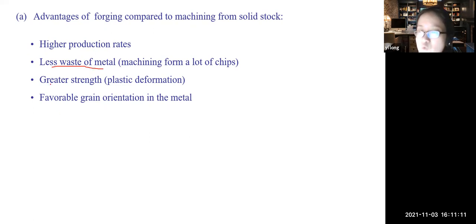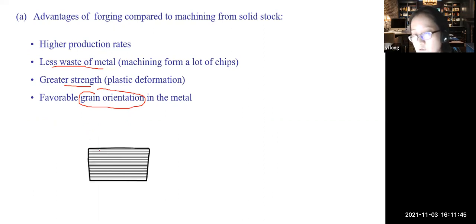So there is less waste of metal, and machining does not change the strength, am I correct? But with forging, you're going to have either strain hardening or strain rate hardening, so all this is going to give you higher strength, a greater strength. The other thing is that in forging you can change your grain orientation. This is very, very important, so we have favorable grain orientations.